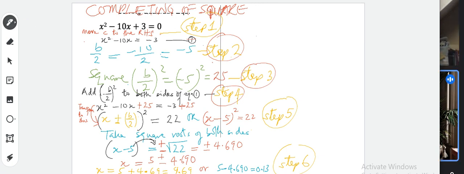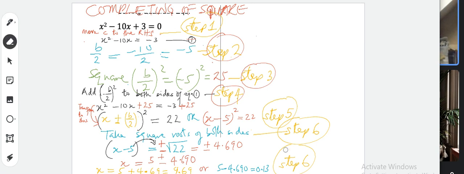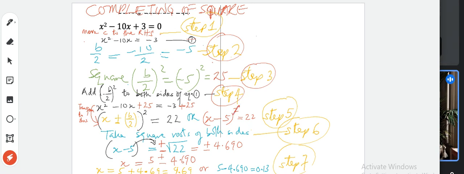This should actually be step 6: take the square root of both sides. And this should now be step 7. Take the square root of x minus 5 all squared, and also take the square root of 22. The square root of x minus 5 all squared will cancel out, so the 5 goes out, and the other side will be plus or minus that.